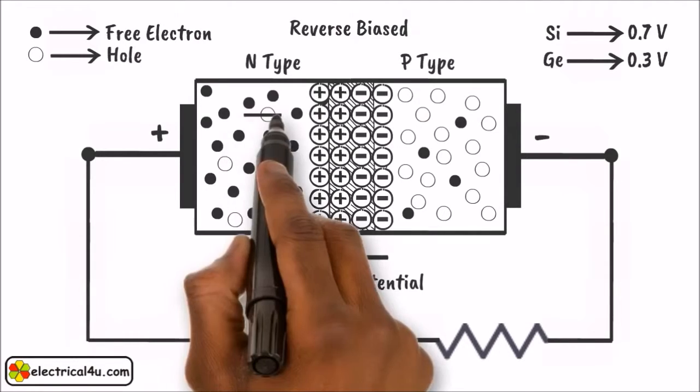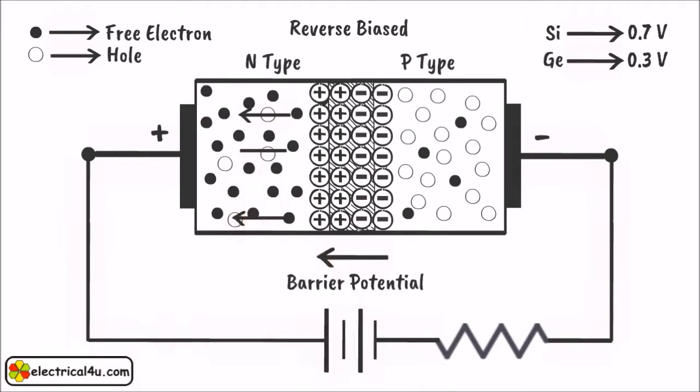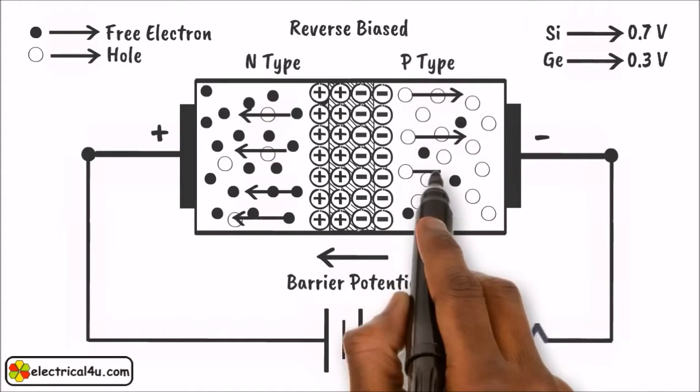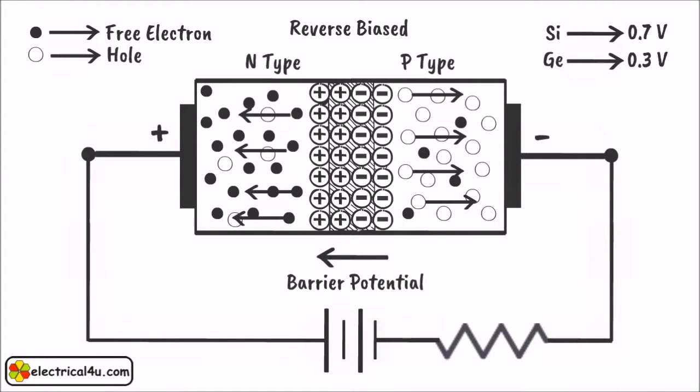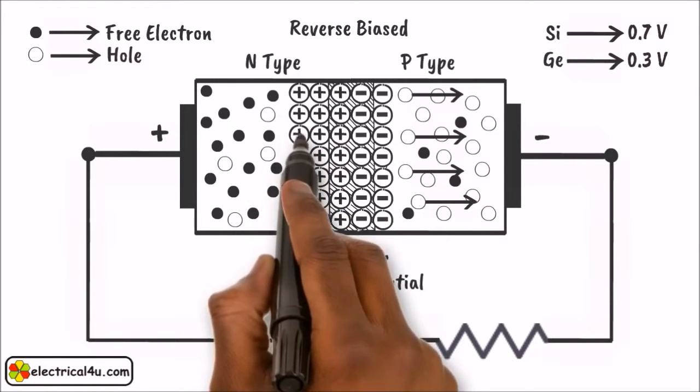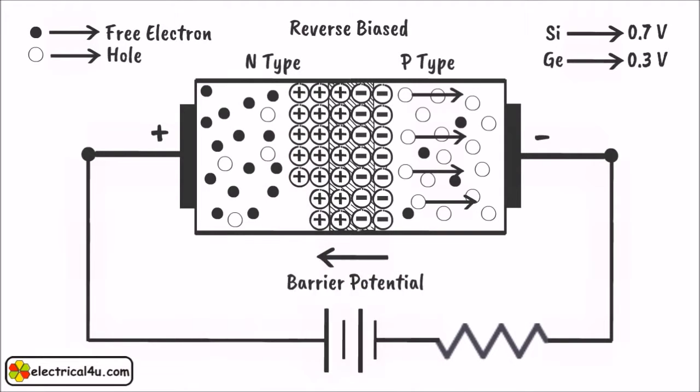Due to attraction of the positive potential, the free electrons in the N-type region go away from the junction. Due to attraction of the negative potential, the holes in the P-type region go away from the junction. This makes the depletion layer of the junction wider with increasing reverse biased voltage.